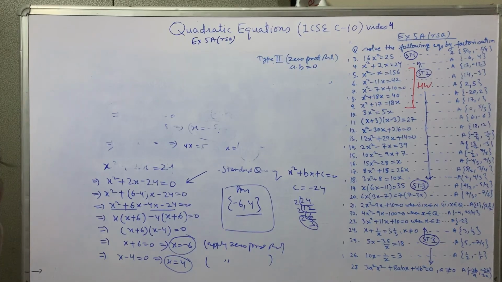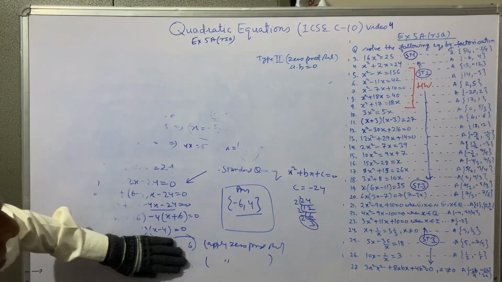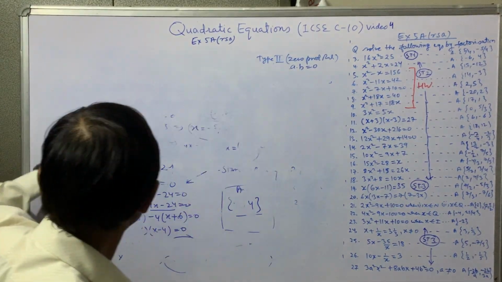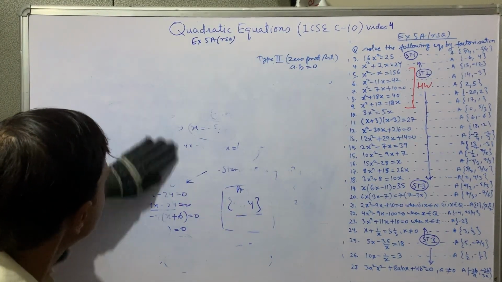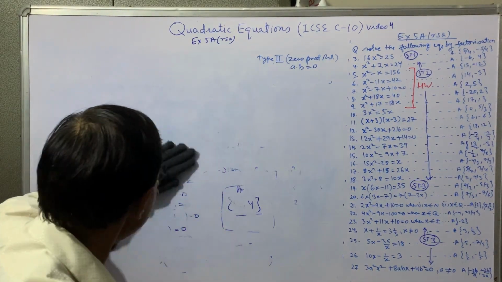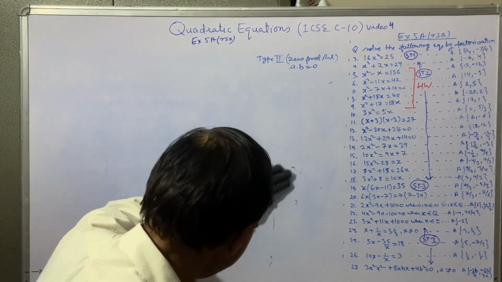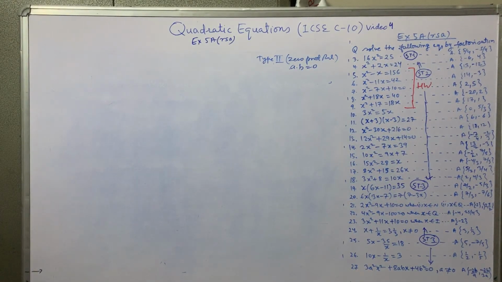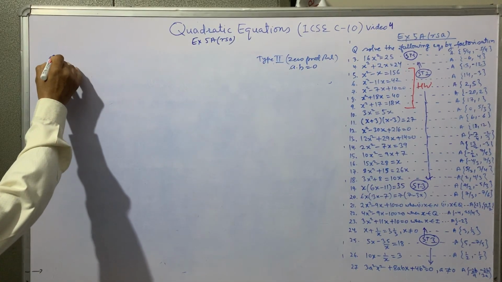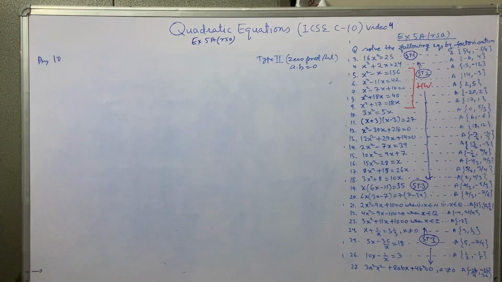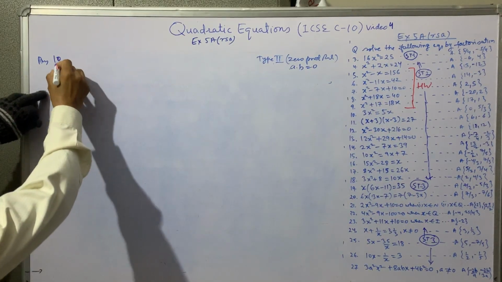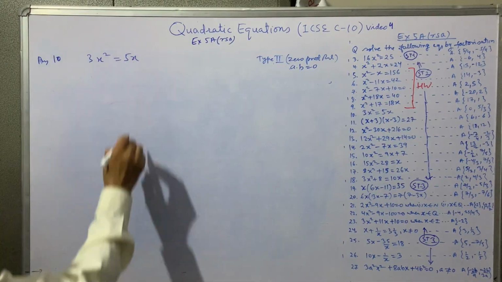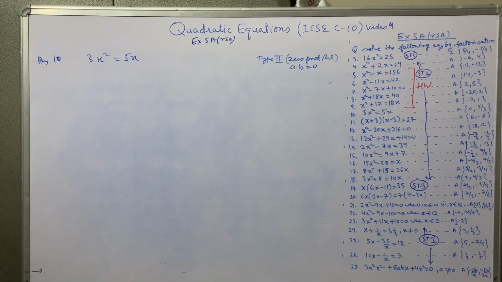Okay, now I am going to do the 10th question. Let's see what is there in question 10th. Here question 10th says, this one is 10th, answer 10th, solution 10th. So the question says 3x square is equal to 5x.